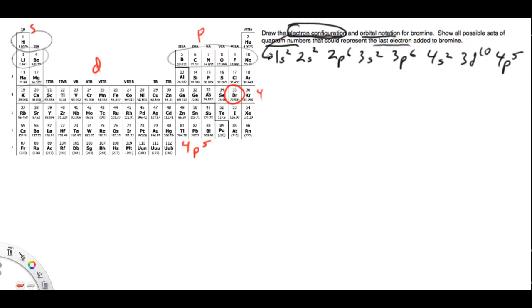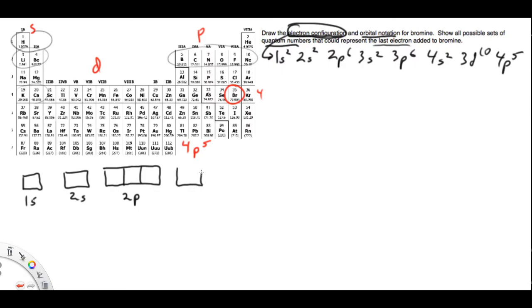Now we're going to do orbital notation. This is the notation that includes the boxes. So we're going to draw the boxes to represent each of the sublevels, and then we'll divide them up into orbitals. So this is 1s. Of course, that's both an orbital and a sublevel. Then 2s, and then 2p. So this 2p represents a sublevel, and those three boxes are the orbitals in the sublevel.